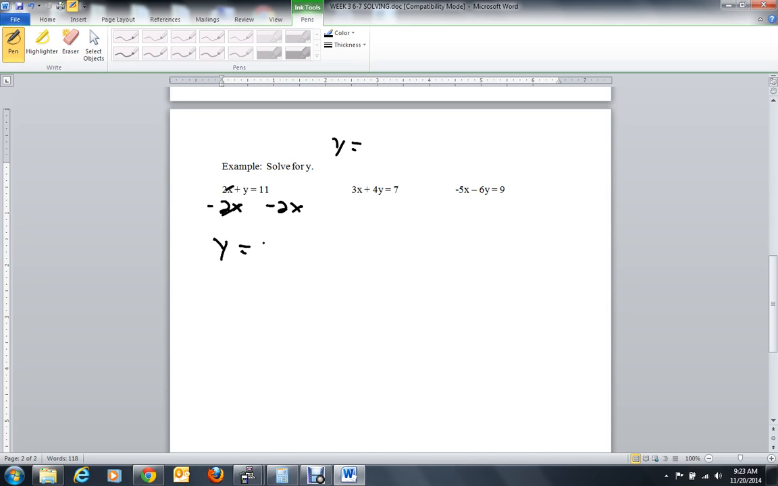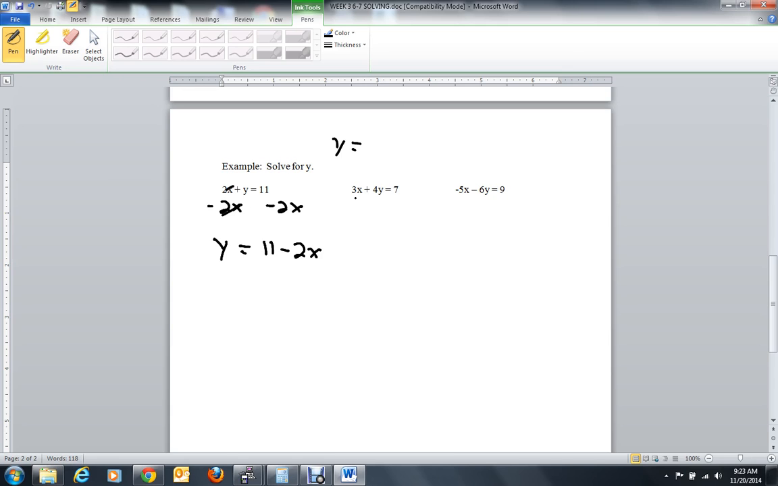These aren't like terms, so I'm going to keep it just as it is, 11 minus 2x. And that's all you're doing. So be aware, there won't be any terms to be combined together in problems like this. Now let's do the next one. 3x plus 4y equals 7. I have a y term that I need to isolate first, which means I have to get rid of that 3x first, because it doesn't have a y.